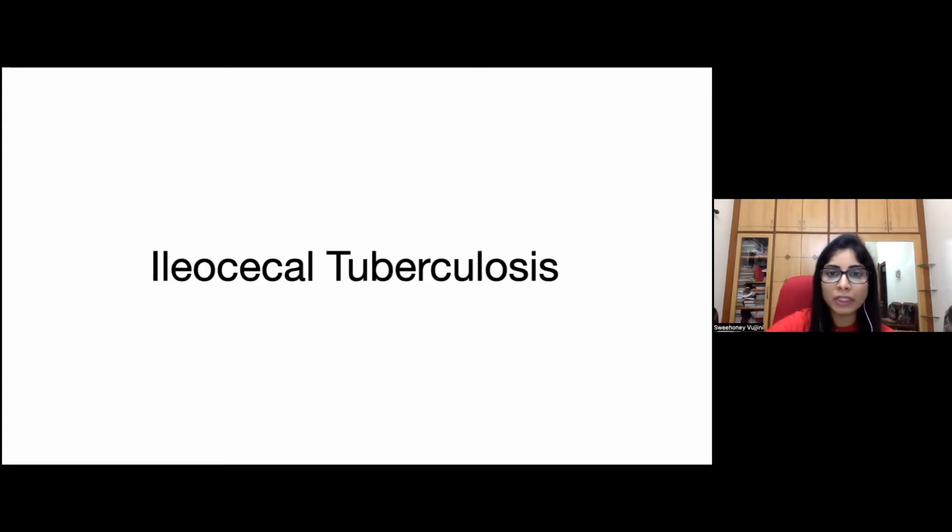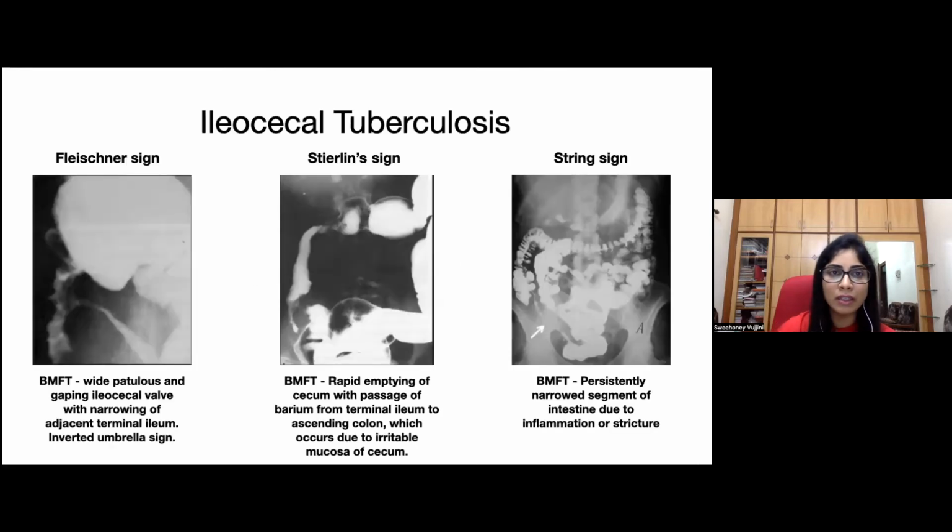We're going to talk about ileocecal tuberculosis. We're going to talk about this in much detail because this is the most commonly involved region. So here we see different signs on barium meal follow-through. The first one is the Fleischner sign. It looks just like an inverted umbrella sign.